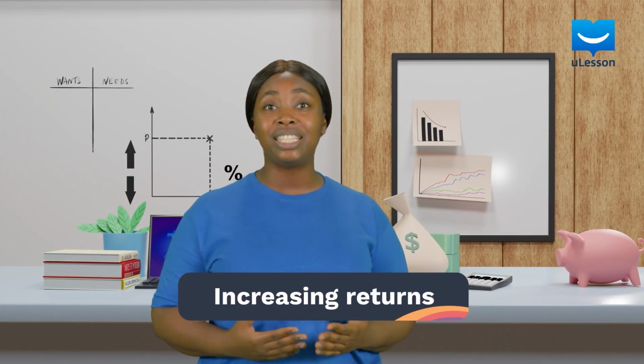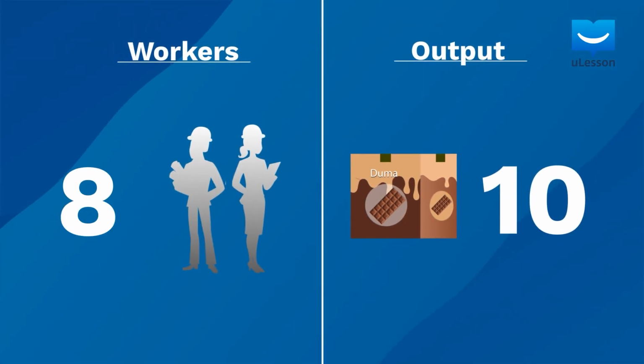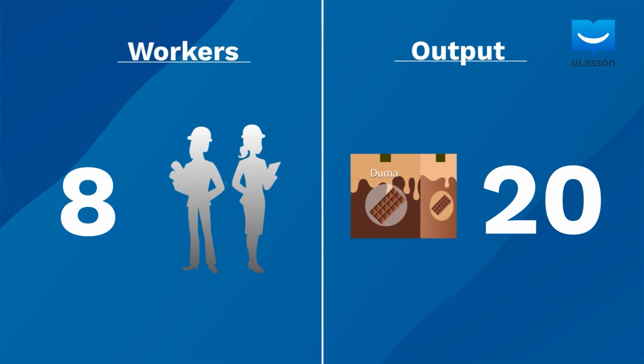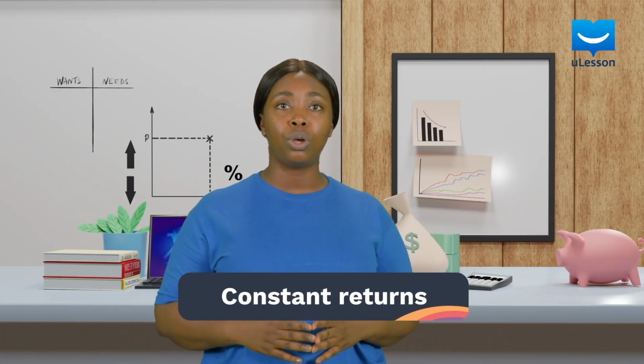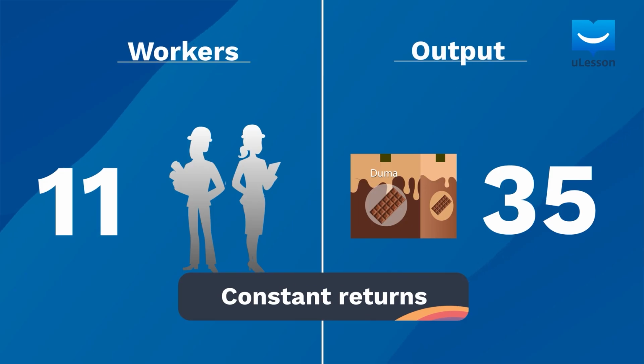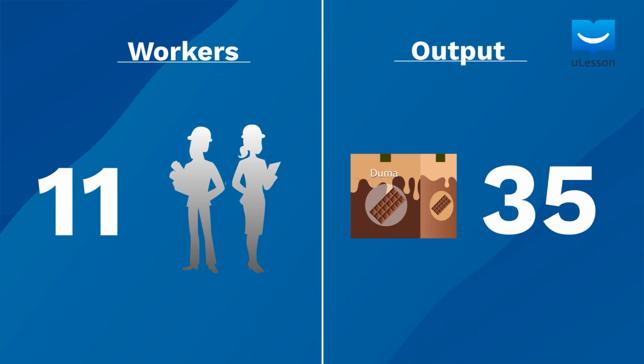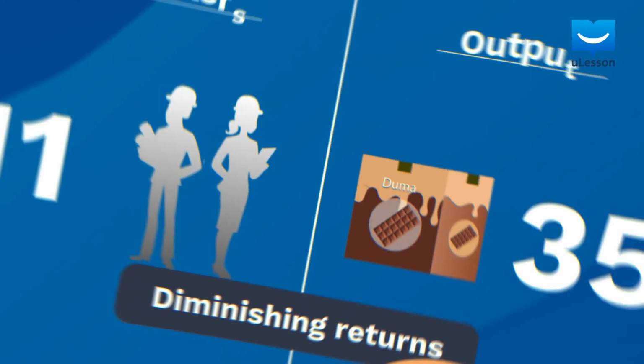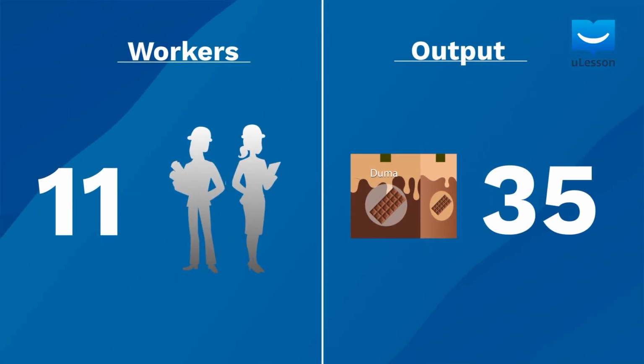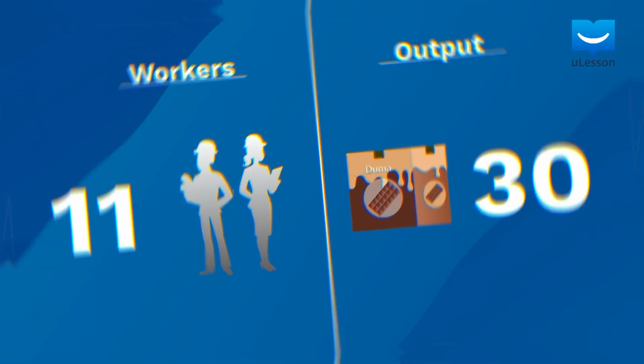In the beginning, Duma was experiencing increasing returns. That is, at every point where he hired a new staff, there was a corresponding increase in output. After a while, he began to experience constant returns of 35 boxes of chocolate per day. Next, Duma experienced diminishing returns where his output fell first to 32, then 30 boxes of chocolate.